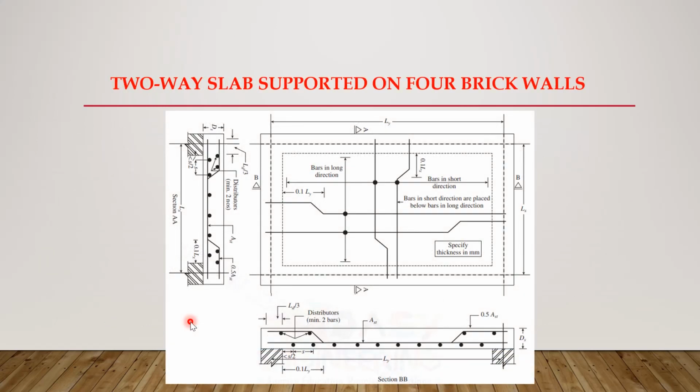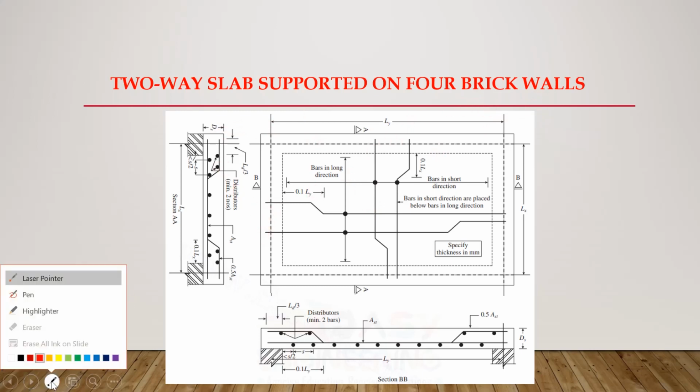Before going into detailing criteria of restrained slabs, let's first look at the detailing of a two-way slab supported on 4 brick walls. So this is not a restrained slab. This is a case of a simply supported slab, and that slab is supported on all 4 sides on brick walls. So how do we detail a two-way slab supported on 4 brick walls?